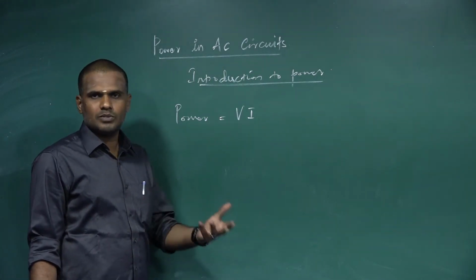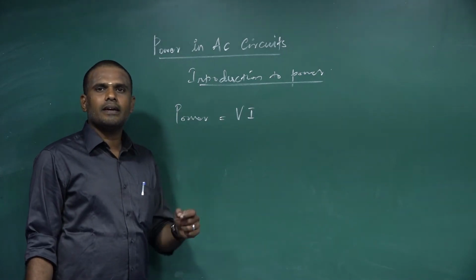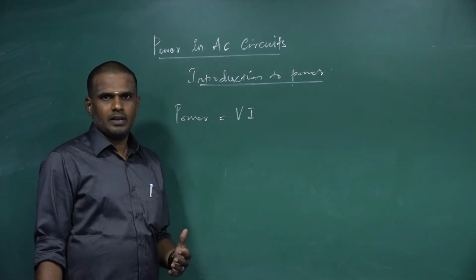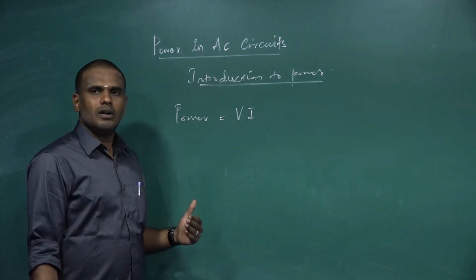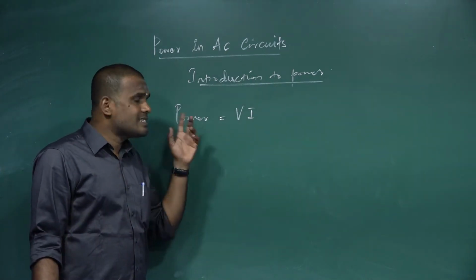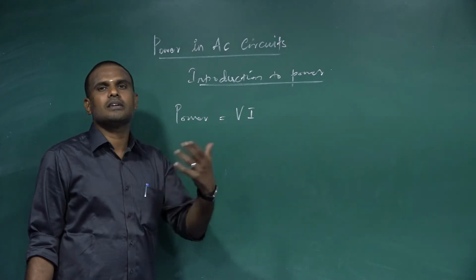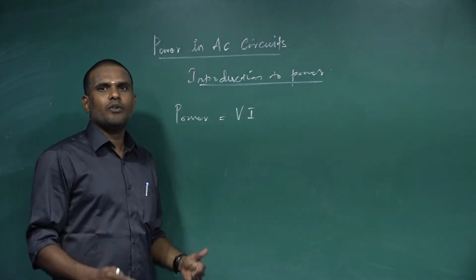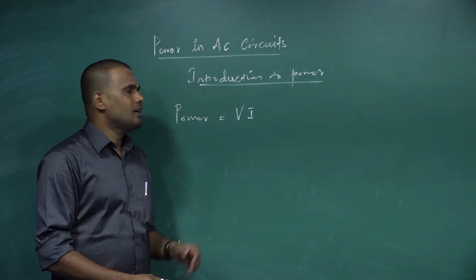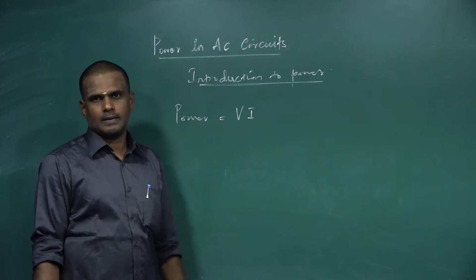Why? The reason is very simple. In an AC circuit, the voltage and the current vary with respect to time at every instant. So first we are going to calculate the instantaneous power by taking the product of instantaneous voltage and instantaneous current. And then we are going to take an average over one complete cycle so that we get the average power consumed over one complete cycle.